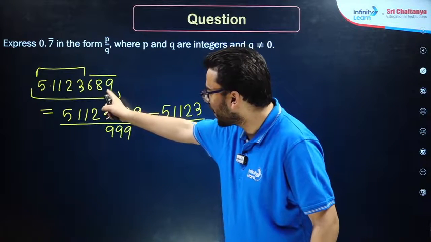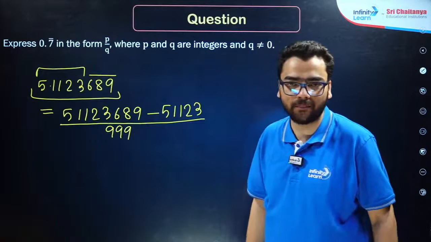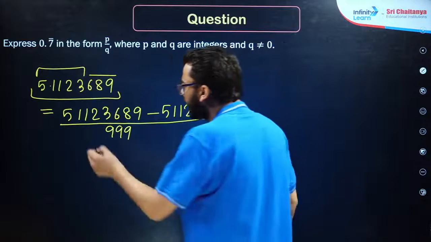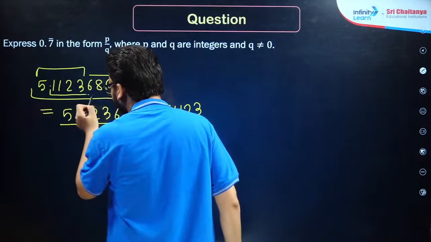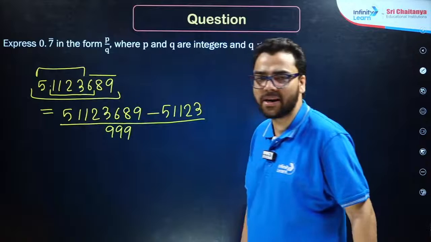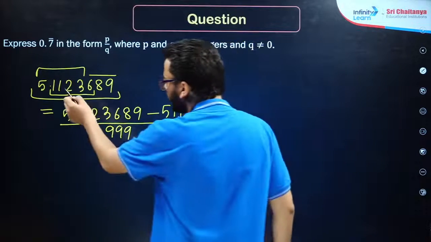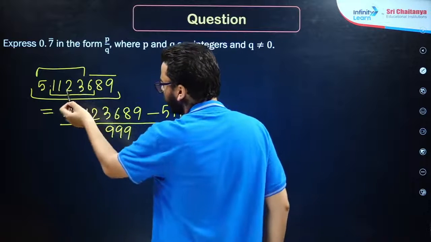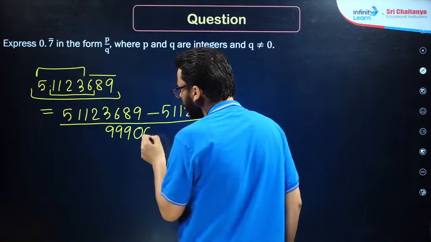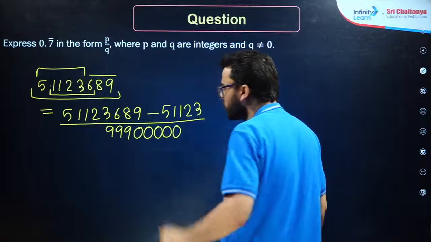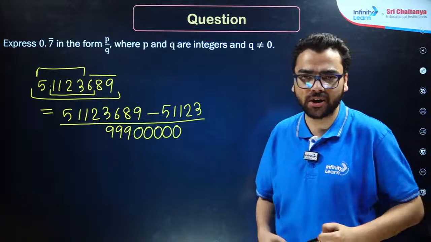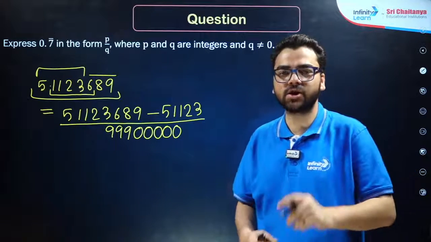On 3 digits bar is there, so 3 times 9 will come. Now, on how many digits after the decimal bar is not there? So you have got 5 digits after the decimal on which bar is not there. So 1, 2, 3, 4, 5 zeros will come. You got that logic? So this is the shortcut method.